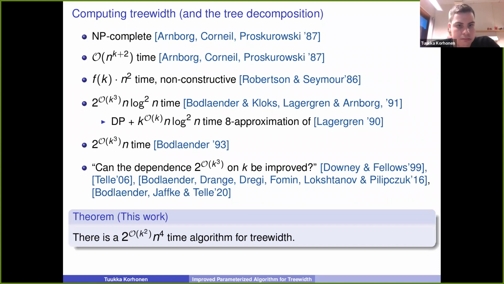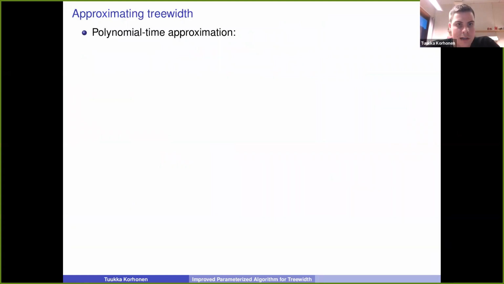Yeah, so that's the main result we'll talk about. Then in this book we have another result about approximating treewidth. So let's see some history about approximating treewidth.